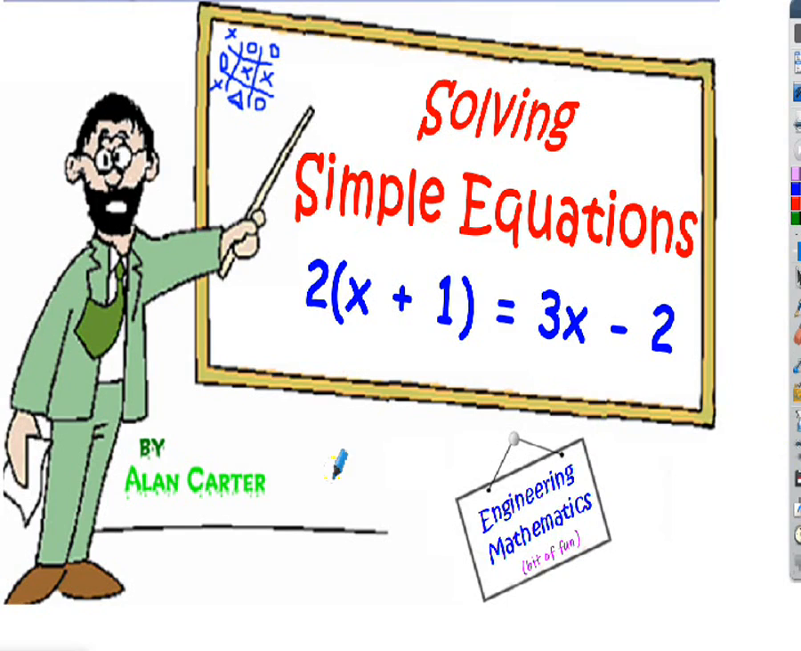A simple equation is of the form shown here. 2 multiplied by the x plus 1 in brackets is equal to 3x minus 2. We have to rearrange the equation to get x on one side of the equation and all the numbers on the other side. This solves the equation for x. This presentation does assume you're familiar with expansion of brackets, as we'll need that technique within some of the solutions.